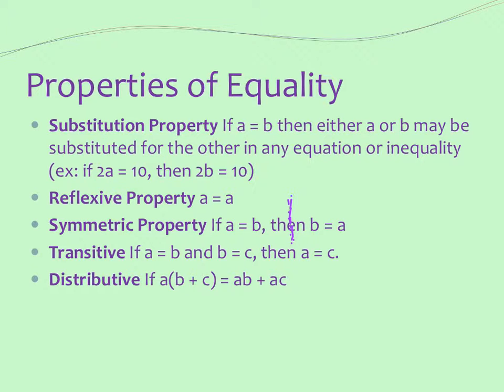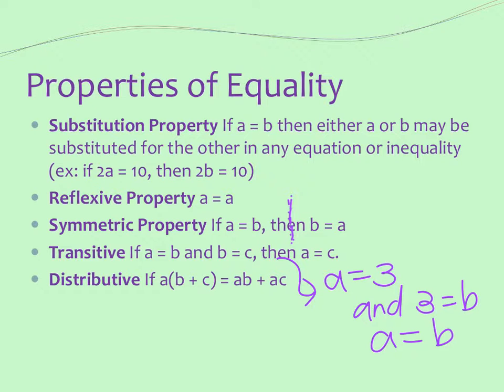And then distributive is a property you've been using for years, right? Anytime you've got parentheses and there's something on the outside, we distribute the number on the outside into both the properties, or however many terms are on the inside of the parentheses. That's distributive. Question on any of those? Okay, so transitive would be like if A equals 3 and 3 equals B, let's say, then A equals B.